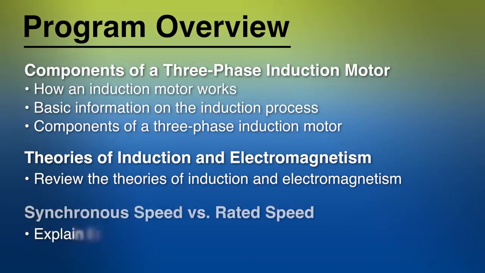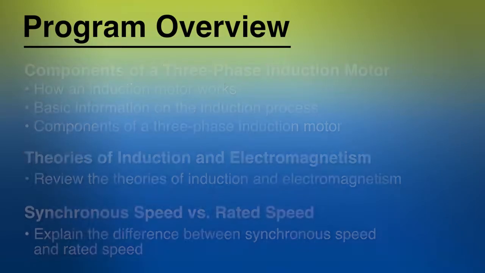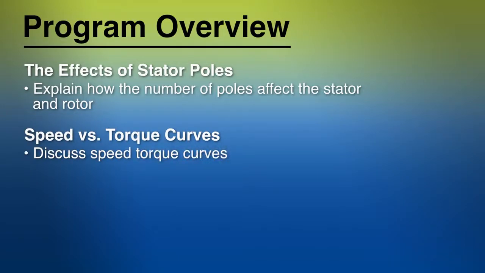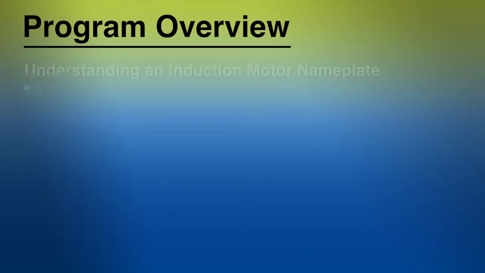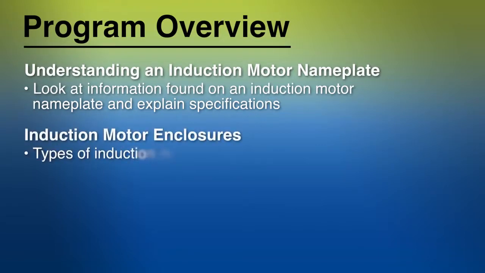Next, we'll explain the difference between synchronous speed and rated speed, how the number of poles affect the stator and rotor, and discuss speed-torque curves. We'll define and compare NEMA motor designs, then take a look at the information that is typically found on an induction motor nameplate and explain what each specification means. And finally, we'll take a look at the various types of motor enclosures.